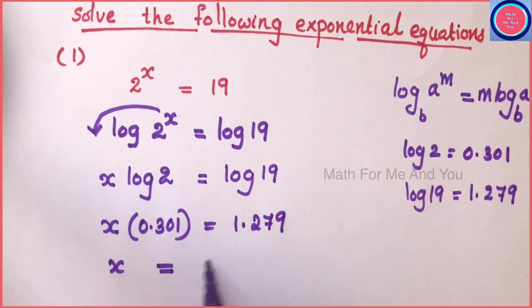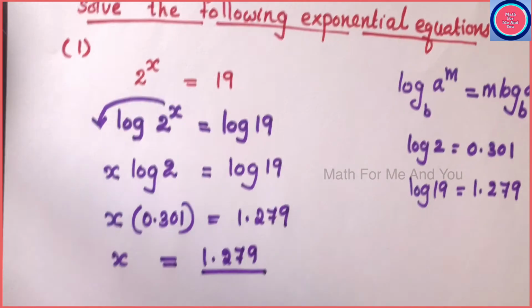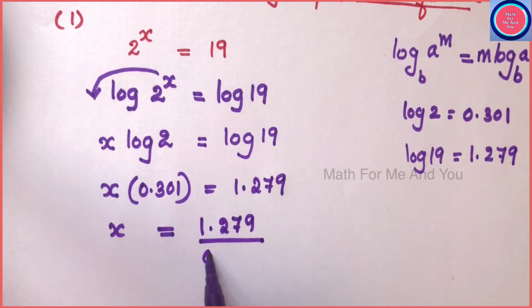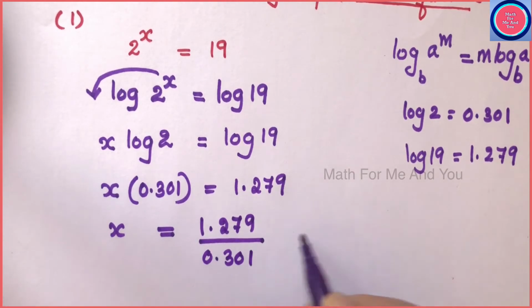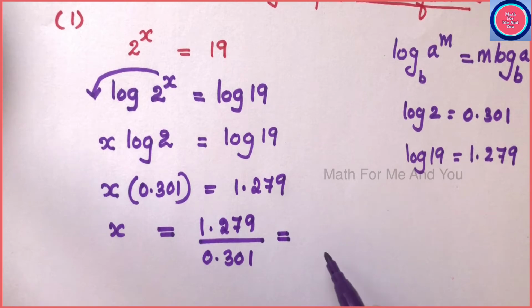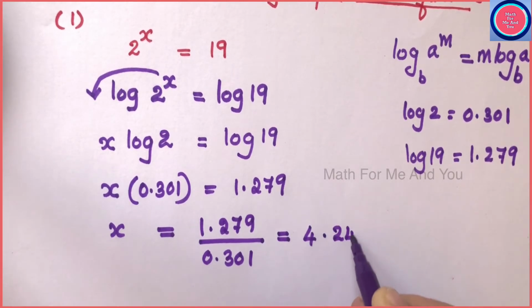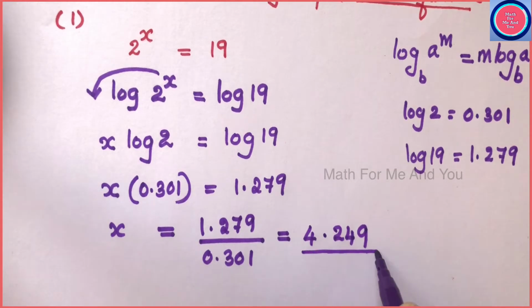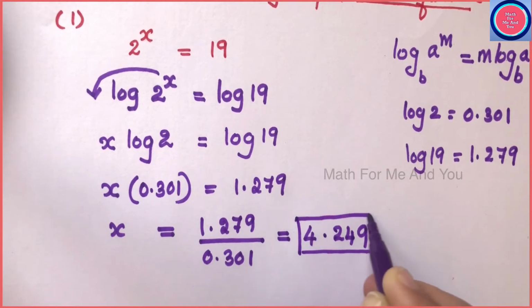How can we find the value of x? Just divide 1.279 over 0.301. We can use the calculator and get the value, and the value is 4.249. See, here we get the value of x.